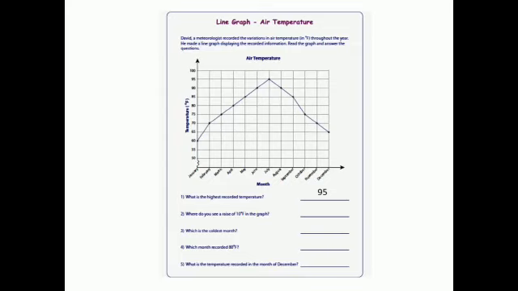Which is the coldest month? The temperature is very low, it is 60, that is January. Which month recorded 80? 80 is in April. Very good. What is the temperature recorded in the month of December? It's 65. So this is the way we write the answer from the graph, that is what we call reading from the line graph. So we'll go for another question.